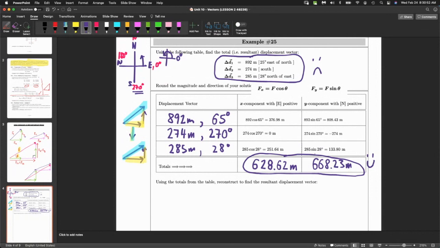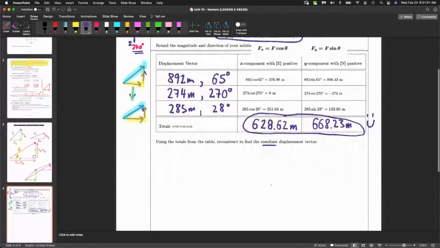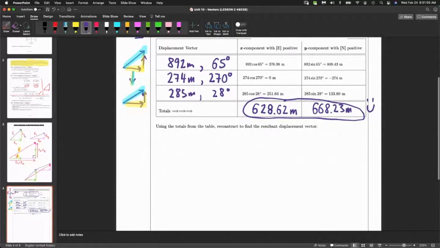So now we're on to the process of actually reconstructing the vectors to find the resultant. The resultant is really just the sum. So what you're going to do now is take these two vectors here, draw them, and rebuild the overall vector sum. It doesn't matter which one you start first. I'm going to start with the first one here, which is 628, and I'm just going to draw it that way. Why am I drawing it to the right? Can someone let me know in the chat? Because it's east. Thank you.